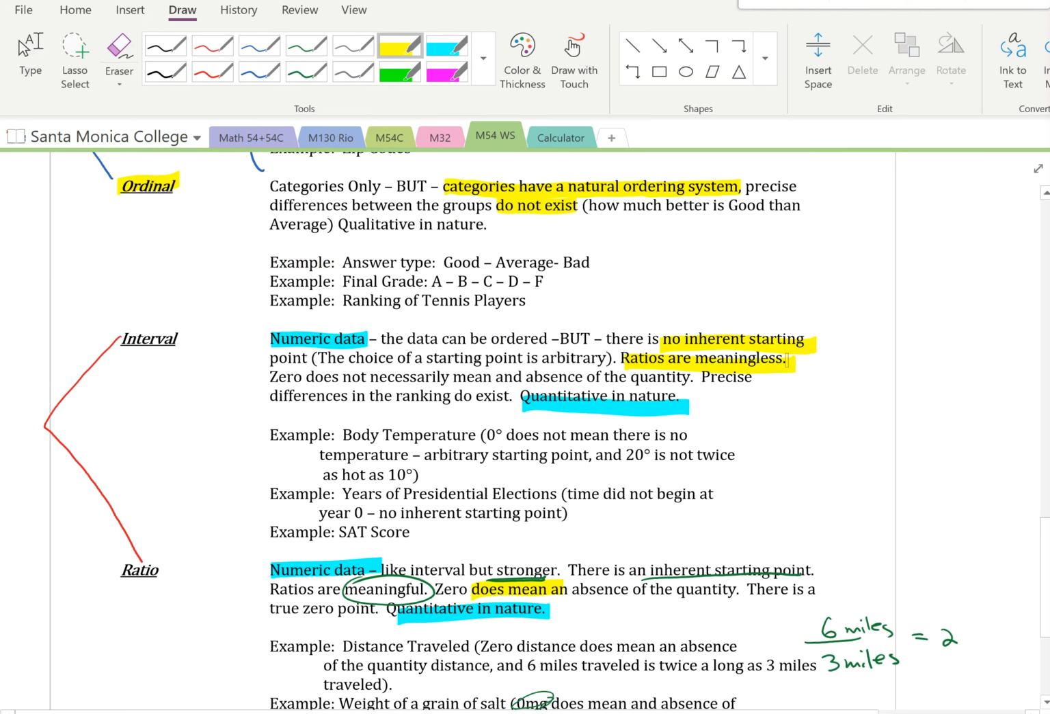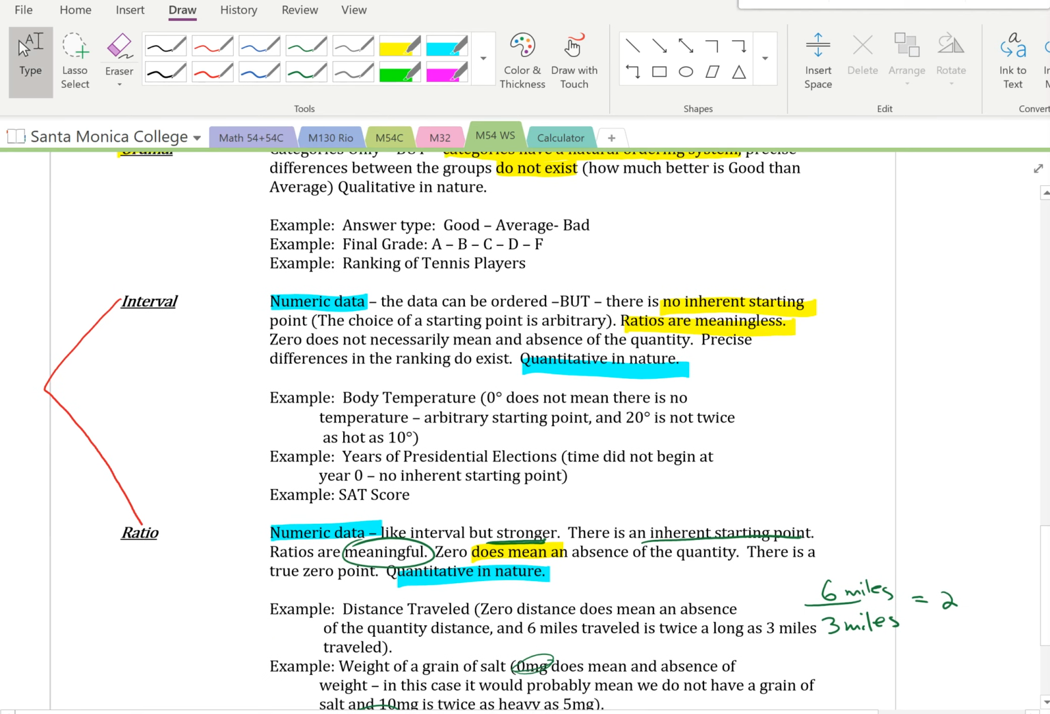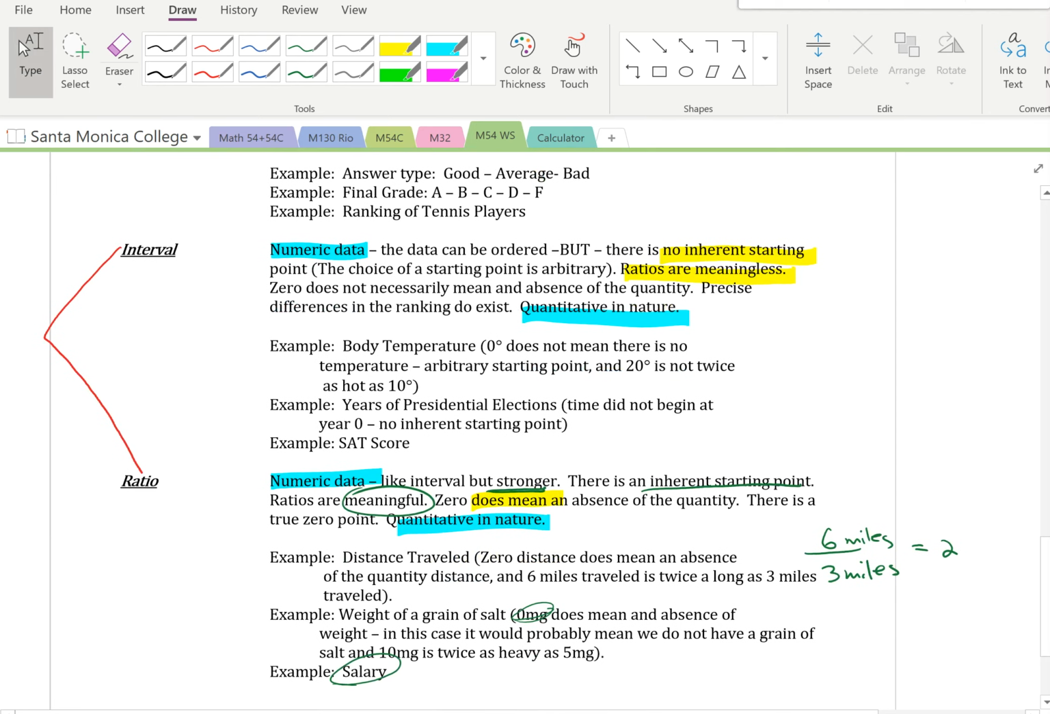Ratios are meaningless here. A zero does not necessarily mean absence of quantity. Precise differences in ranking do exist. Now, for ratio, we say there is an inherent starting point, and zero does mean absence of quantity. So an example of numerical data would be distance traveled. Note that zero distance traveled does mean an absence of quantity. 6 miles traveled is twice as long as 3 miles. You can do a division here: 6 miles over 3 miles gives me 2, meaning 6 miles is twice as long as 3 miles.